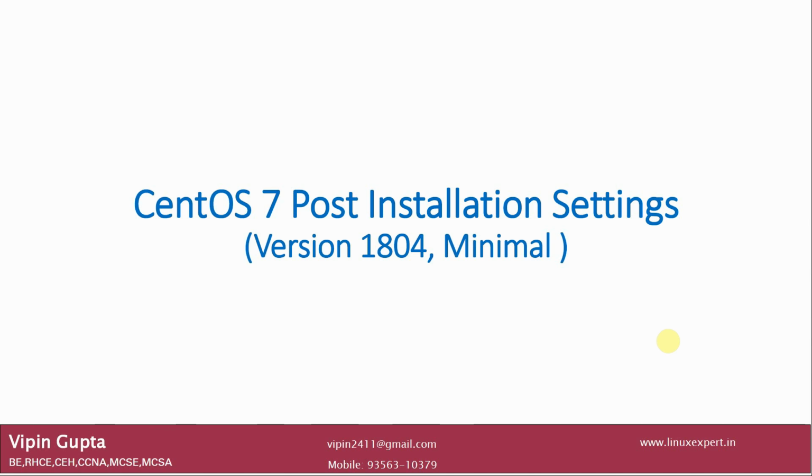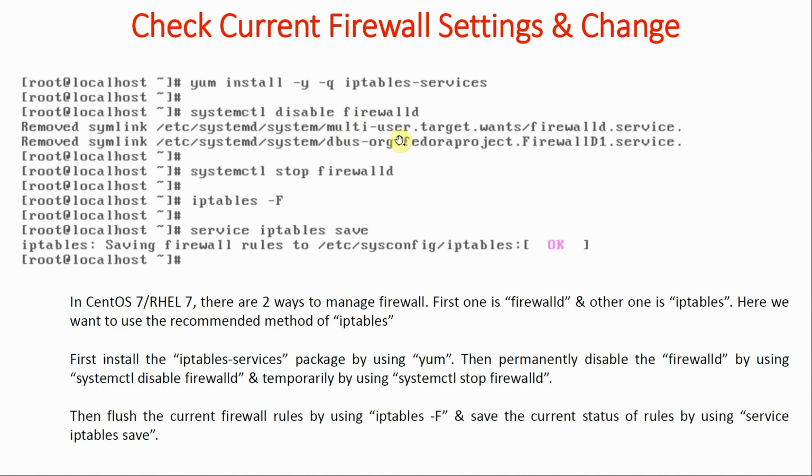Now when we are talking about firewall, there are two ways to manage the firewall. One is through Firewalld and second is through iptables. But here we will be using the recommended method, which is iptables. So first of all, we will install the iptables services. Then we will disable the Firewalld service, because it is recommended practice to use the iptables service.